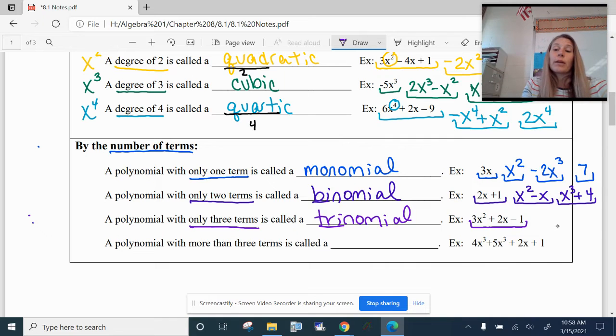So I have 3x squared plus 2x minus 1 is one example. Another example might be x cubed plus x squared minus x. That could be another example of a trinomial.